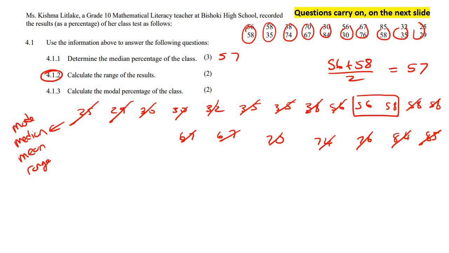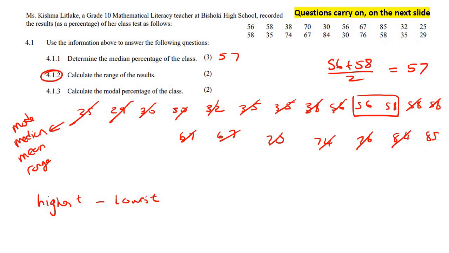This question says find the range. Range is the highest minus the lowest. So the highest value that we got was 85 and the lowest was a 25. So that is 60.